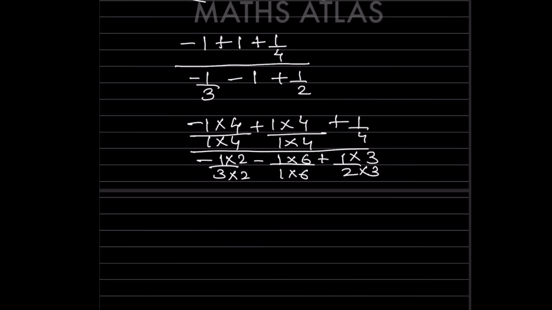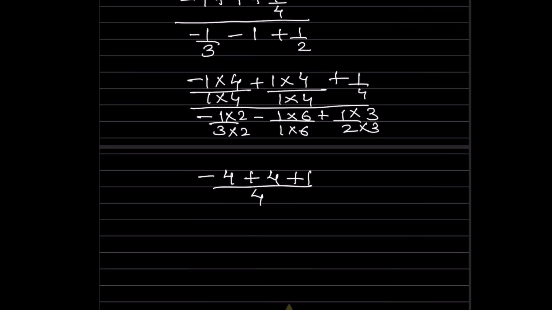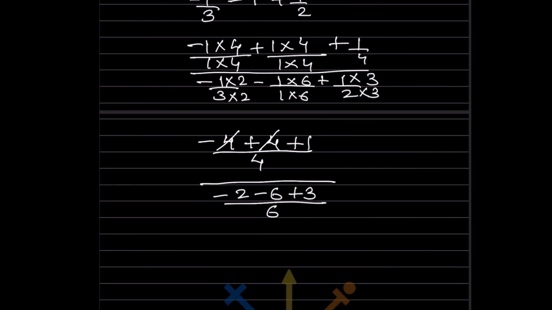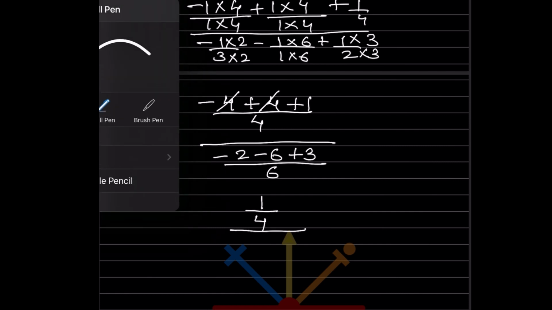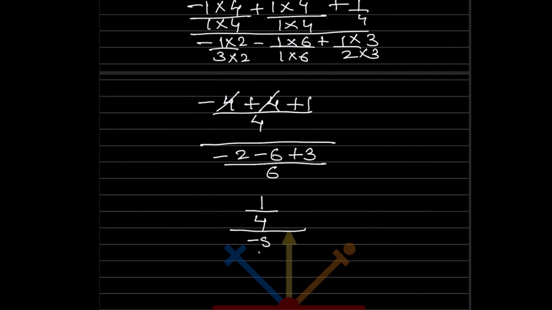Hope that is clear now. So now here what will be that? Minus 4 plus 1 divided by 4. Now this will be minus 2 minus 6 plus 3 divided by 6. So here minus 4 plus 4 gets cancelled. So what remains is just 1 by 4. And in the denominator, what we can see here, this will be minus 2 minus 6 means minus 8. Minus 8 plus 3. So that is going to be minus 5. So here minus 5 by 6.